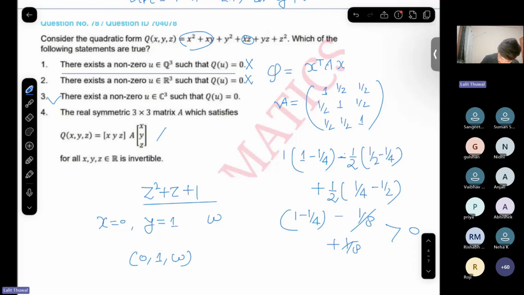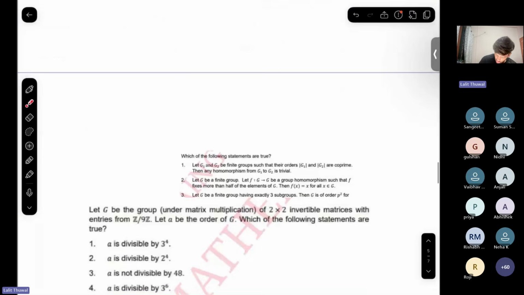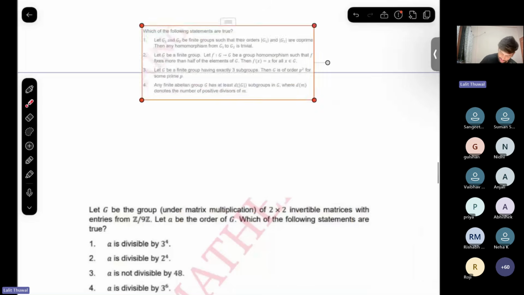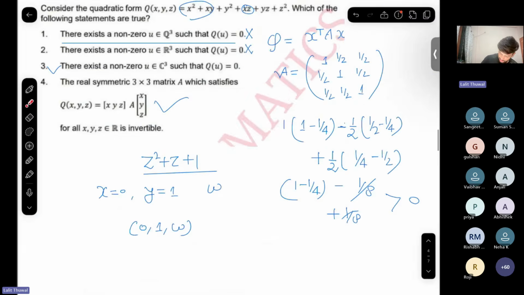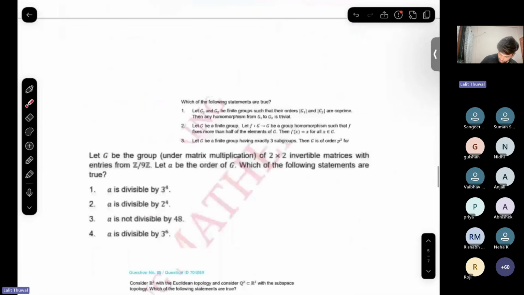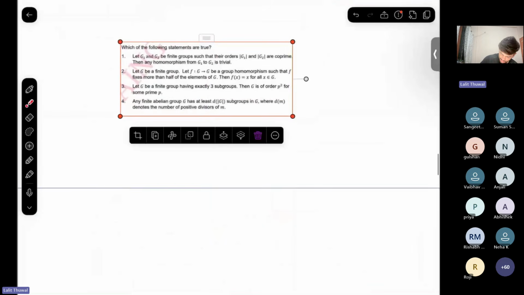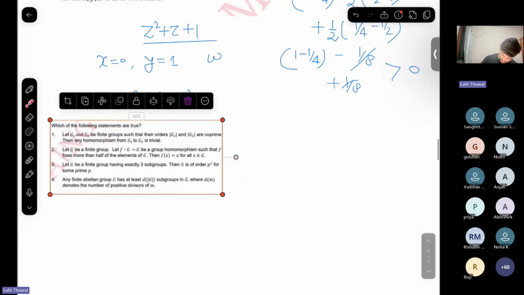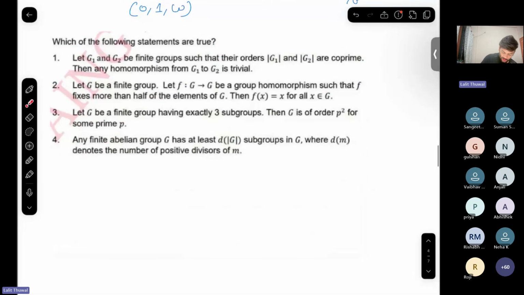And this is correct because I have already done it. So the real symmetric 3 cross 3 matrix A which satisfies this for all is invertible, right? I have already checked that. So now let us solve this one first, after that algebraic problem, what I told you. So this one.